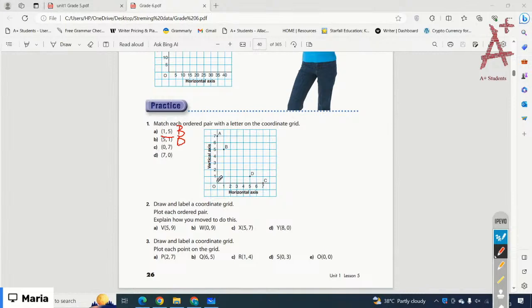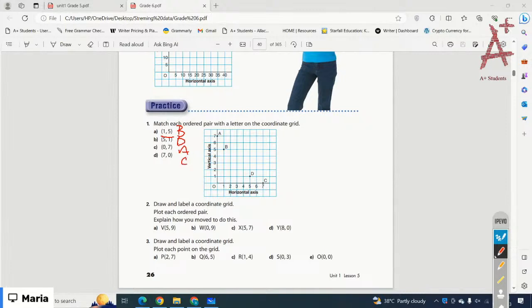0 and 7. X is 0, y is 7. Here is the line. You can see on the y-axis all the x values are 0. So it would be point A. And 7, 0. X is 7. And on the x-axis all the y values are 0. So it would be 7 and 0. That is the point C, right?